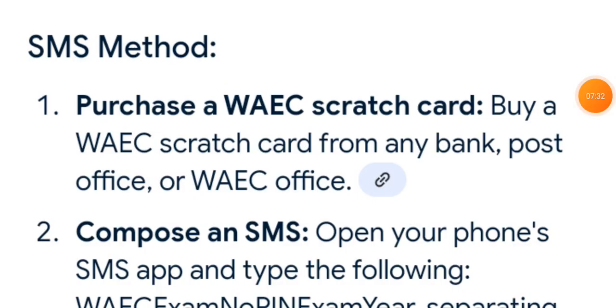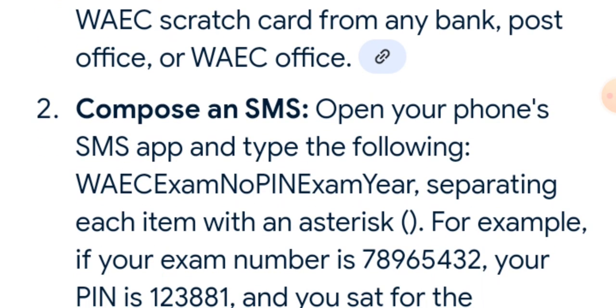SMS method. If you also want to check it through SMS, purchase a WAEC scratch card. Buy a WAEC scratch card or use the one they gave you, that normal card that they shared to you after your WAEC. If you don't have it, you can go to a bank and buy it, or go to a WAEC office.